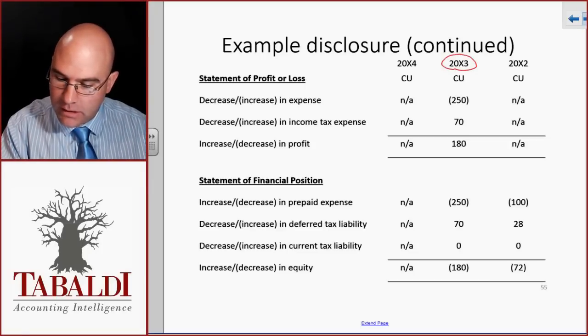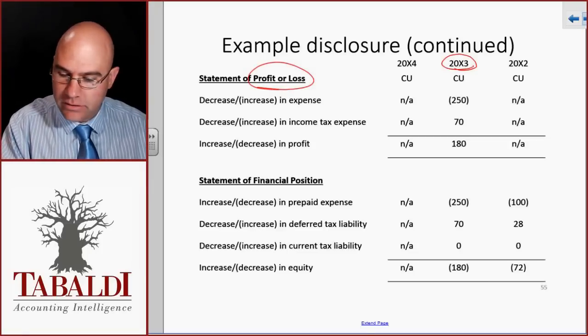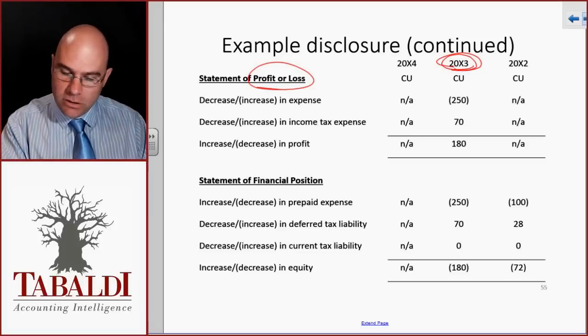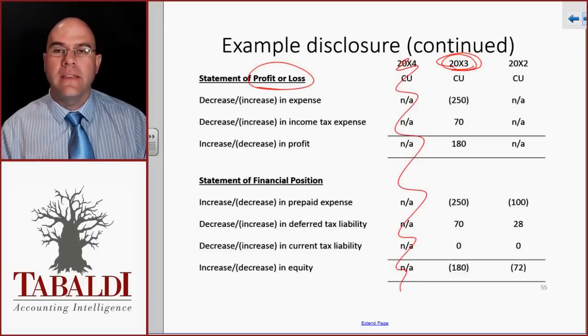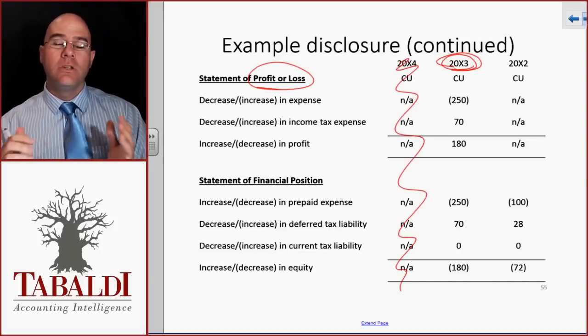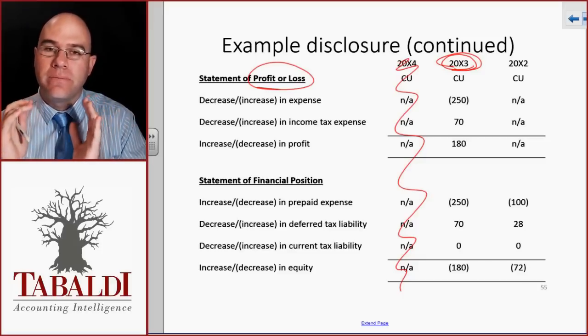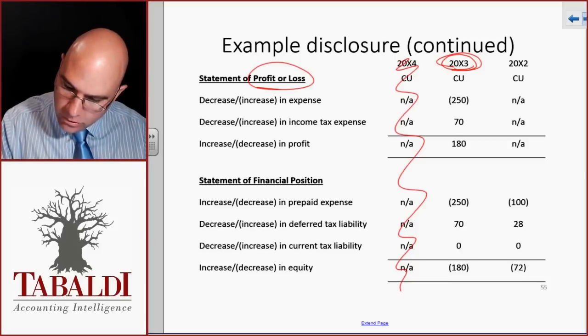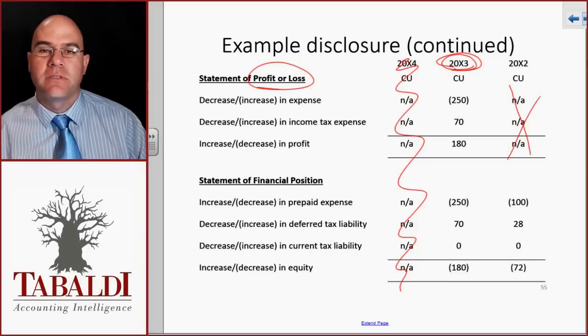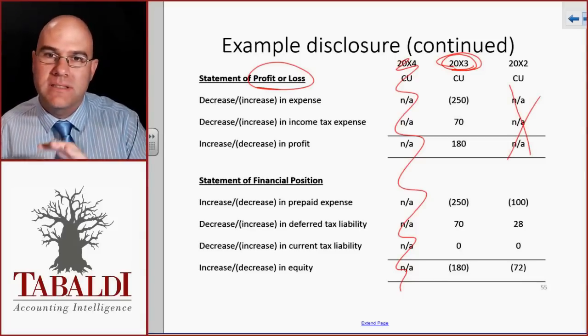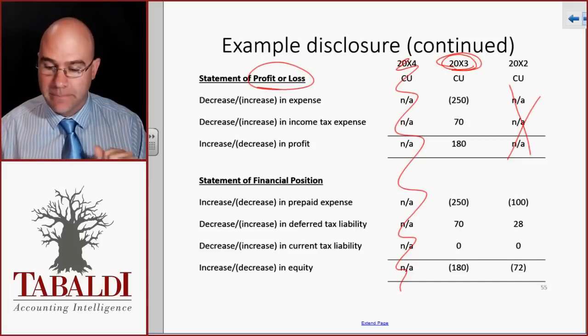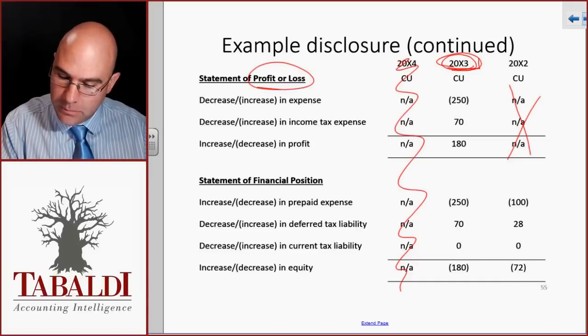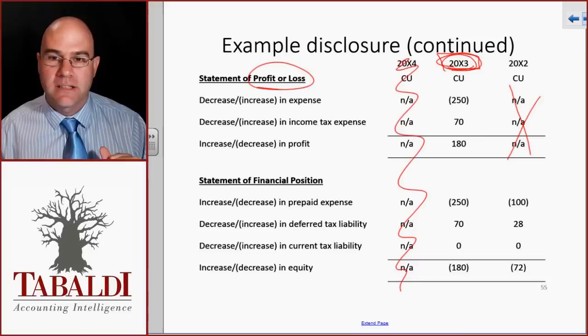I'm only doing the statement of profit and loss in 20x3. 20x4, nothing needs to be done. Why? Because you've already corrected them before they were authorized for issue. 20x2, you do not need to do the statement of profit and loss. The financial performance does not need to be restated for a second year. But you do need to do the prior year error, which is 20x3.